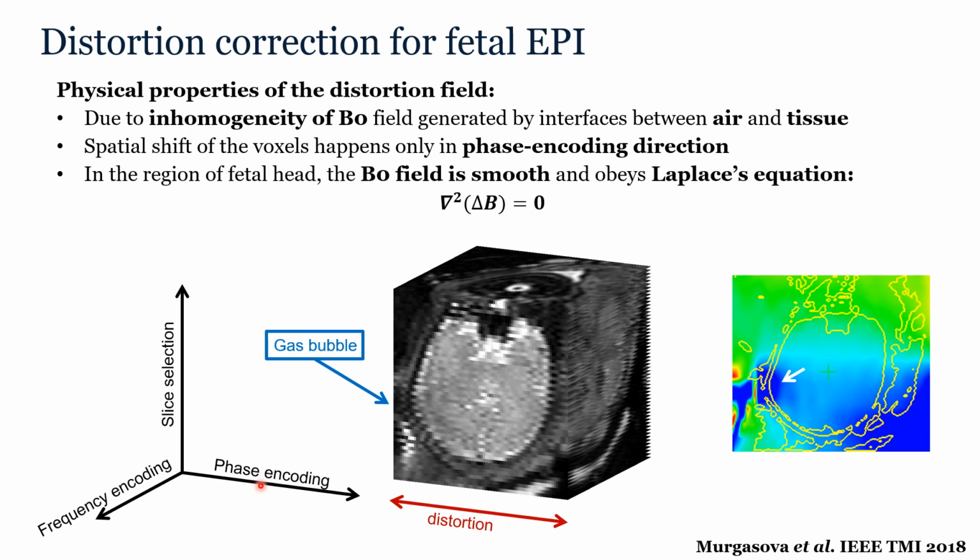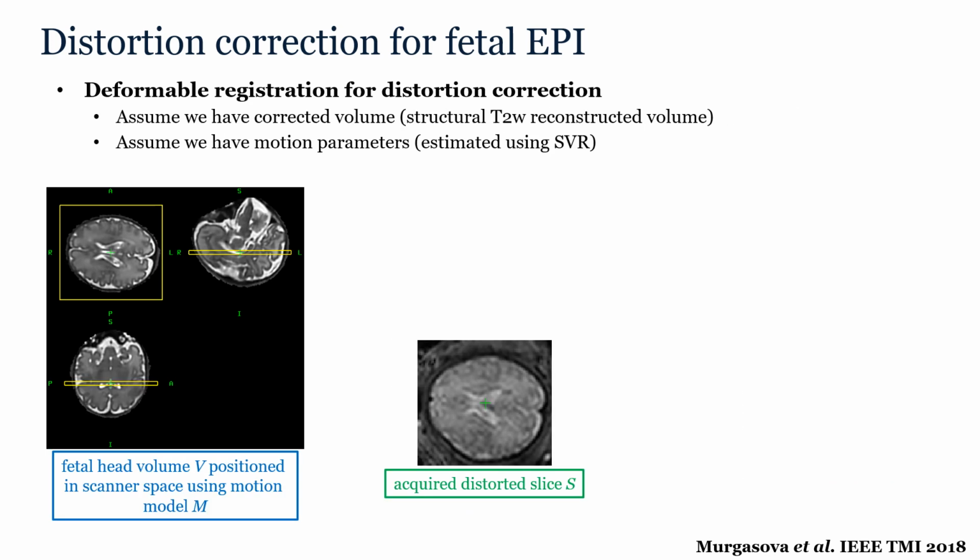The fetal head is surrounded by water, not by air, so there are no internal sources of the distortion. It's from outside, from the maternal body. That's why the B0 field is smooth and obeys the Laplace equation. So that means that it should actually be easier to correct than in adults or neonates. So here is how we design our deformable registration for distortion correction.